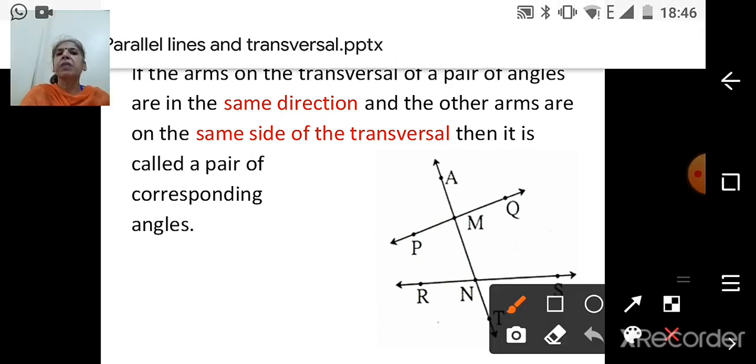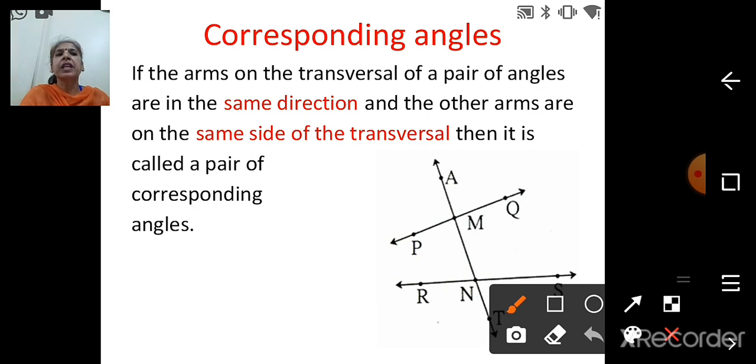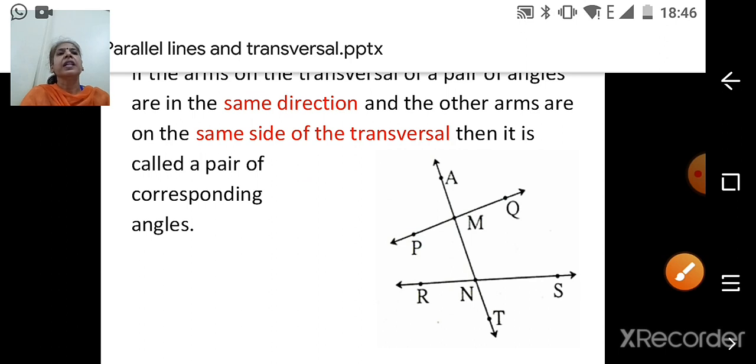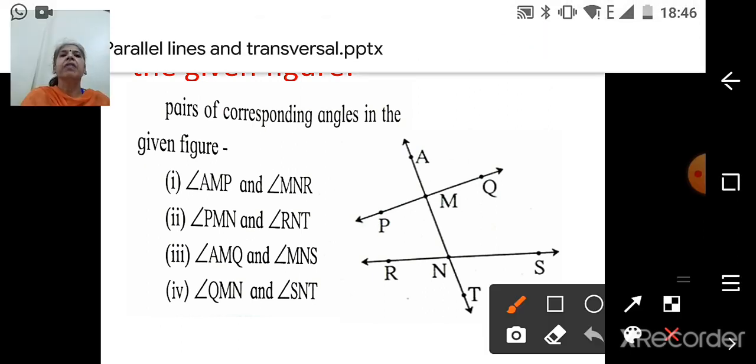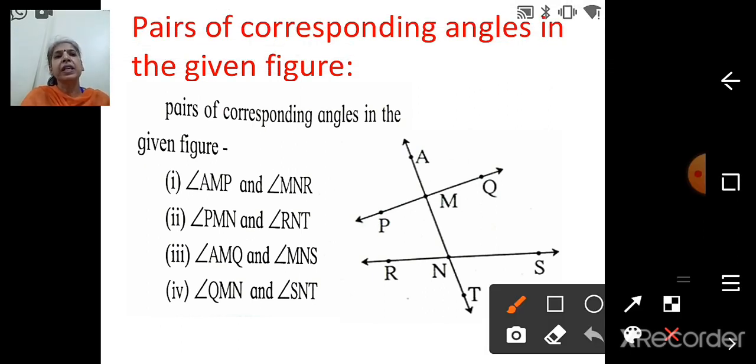What you have to keep in mind: if the arms on the transversal of a pair of angles are in the same direction and they are on the same side of the transversal, they are corresponding angles. Let's see the pairs of corresponding angles in the given figure. One angle is angle AMP, then another angle is MNR. This is the first pair.